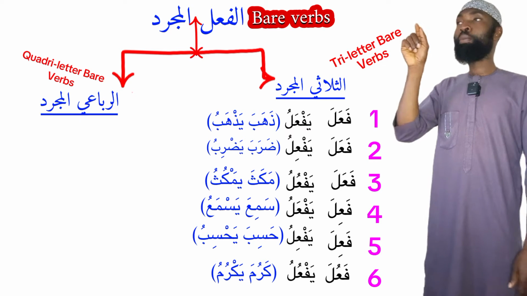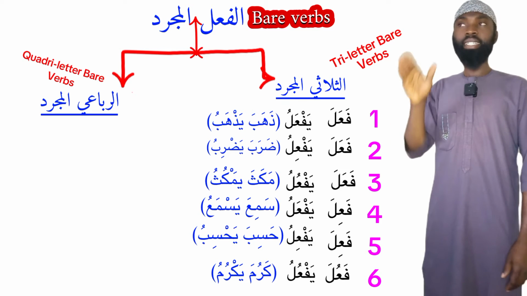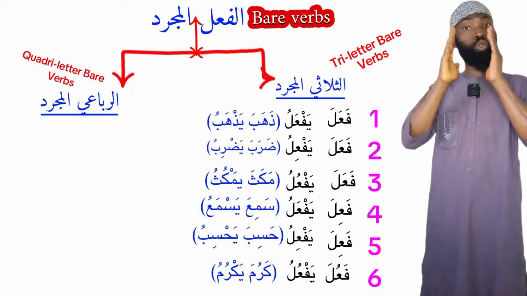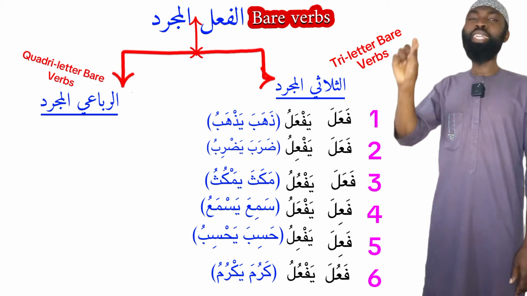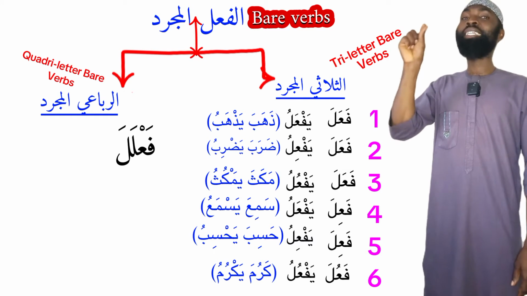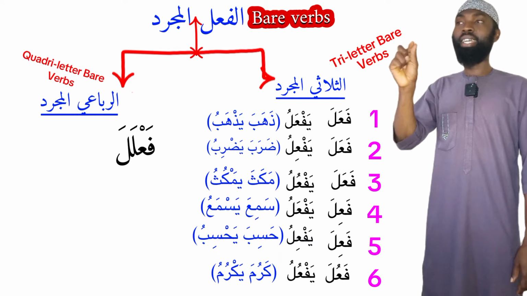Now moving on to al-ruba'i al-mujarrad, the quadri-letter root verbs. The verbs which have all of their four letters as root letters without any addition. This has only one wazn, and this wazn is just fa'lala. Again, the wazn we have here is what? Fa'lala.